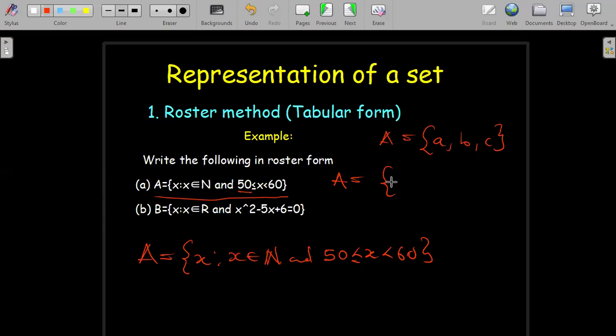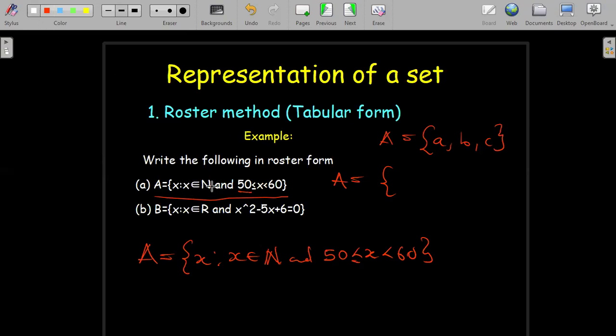I have a question. Yes, you can ask. When you're listing the natural numbers, they have to be between 50 and 60? Or do I just list the normal natural numbers?